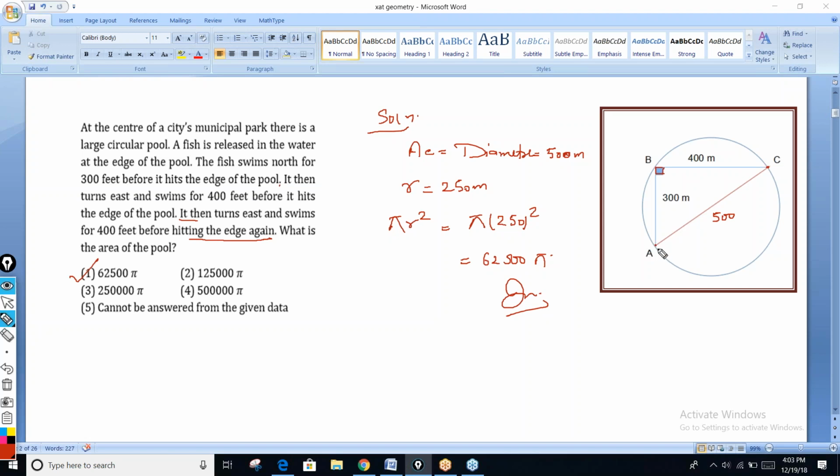So simple question, you need to just draw it. It swims 300 meter and then turns towards the east direction and swims 400 meter before it touches the pool. So join it. This is the 90 degrees, so 300, 400. With the help of Pythagoras or the 3-4-5 ratio, you can say it is 500. This becomes the diameter. So radius will be 250 and area will be 62500 pi. Okay, come to the next one.